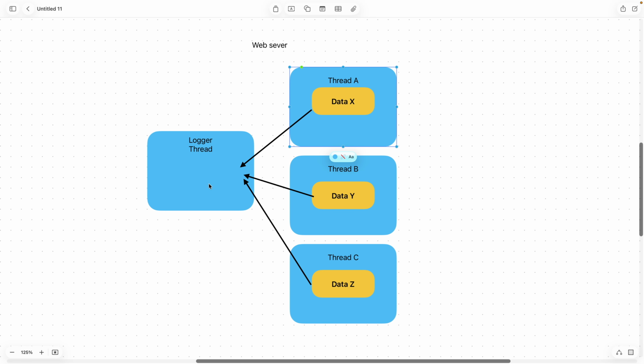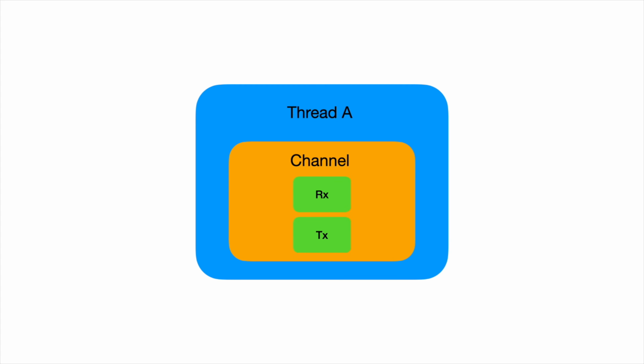It's going to look something like this. We're going to start with a single consumer thread. This is going to be our thread A, or our main thread actually. And we're going to create a channel. And inside of the channel, there's going to be an RX, or a receiving end, and a transmit, or TX, side of the channel. These are instances that are given to us by the channel.